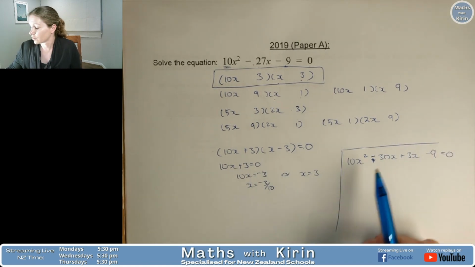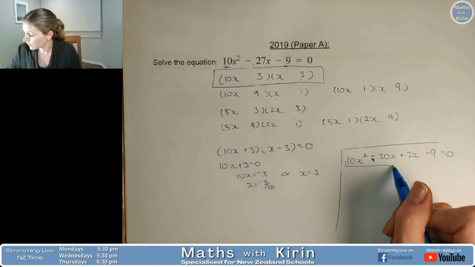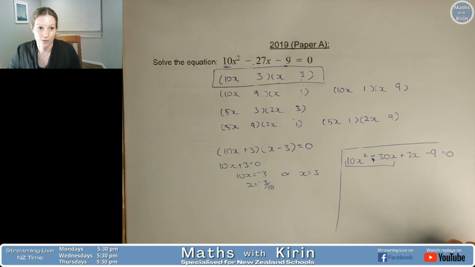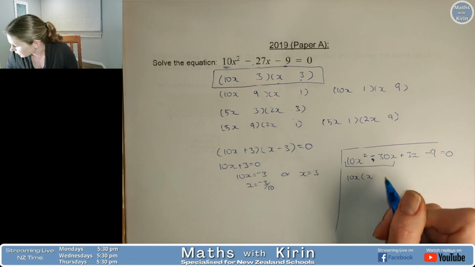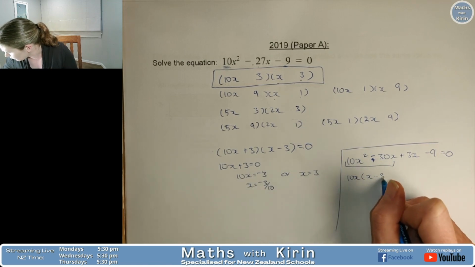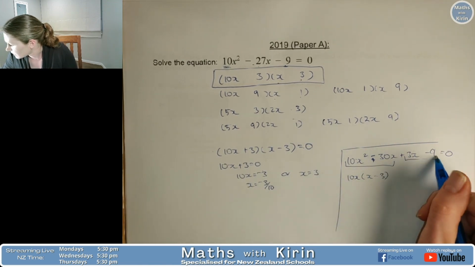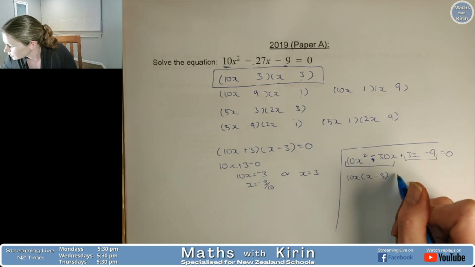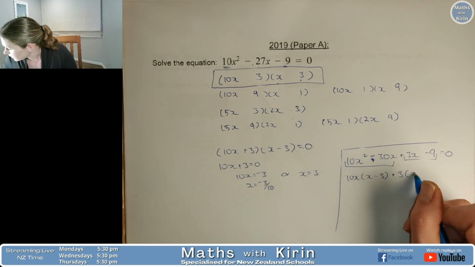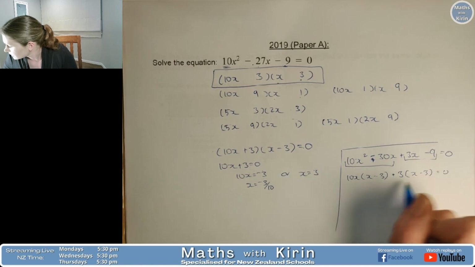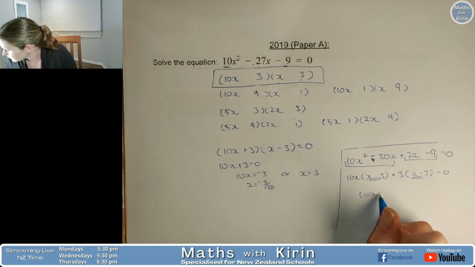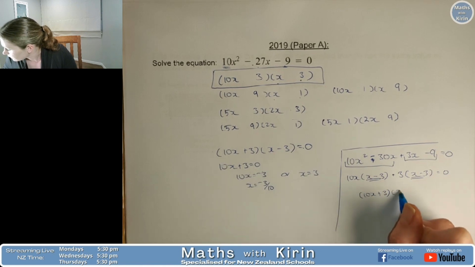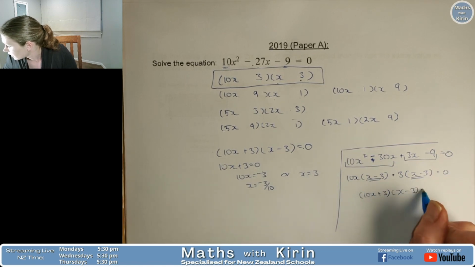And then you'll remember we took highest common factor from our first two terms here, which would be 10x, x minus 3. And then from our second pair of terms, we have a common factor of 3, x minus 3 equals 0, because these two brackets are exactly the same. We have 10x plus 3 is one factor and x minus 3 is the other.